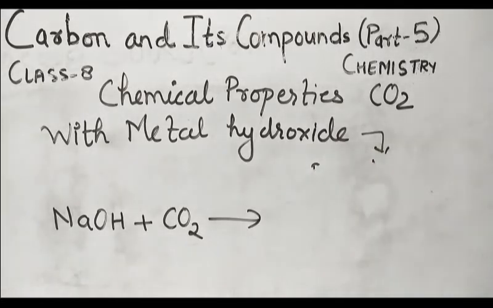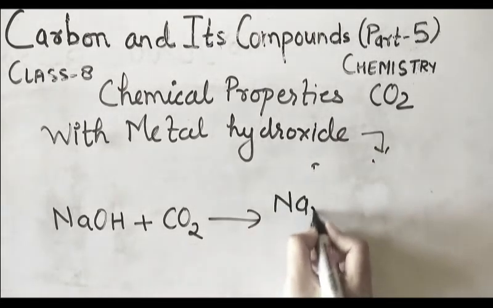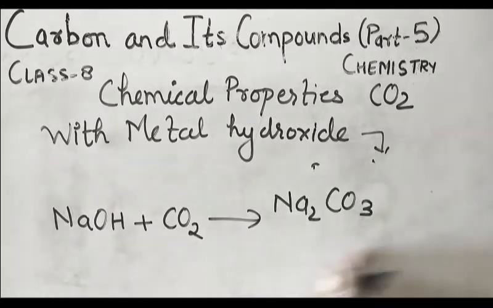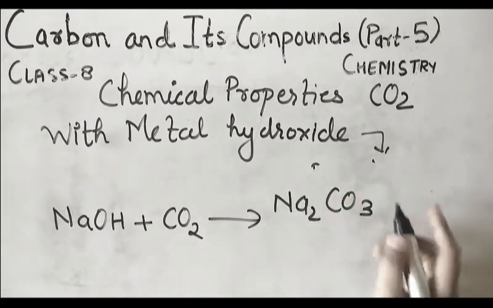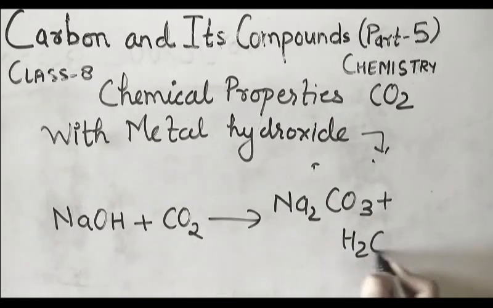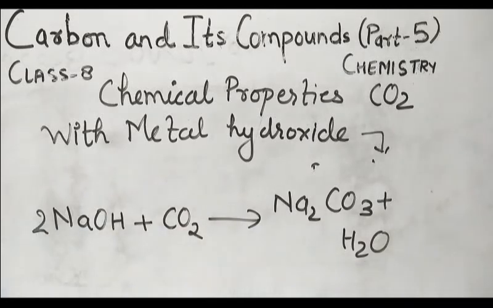Na2CO3. This is the metal carbonate, as well as it is also going to release water. So the equation is not balanced over here, so let us just balance this. Now the reaction will be 2NaOH plus carbon dioxide gives Na2CO3 plus H2O. Okay, so this is all about some chemical properties of carbon dioxide. The rest of the topic I will discuss in the next video. Till then, bye bye, thank you.